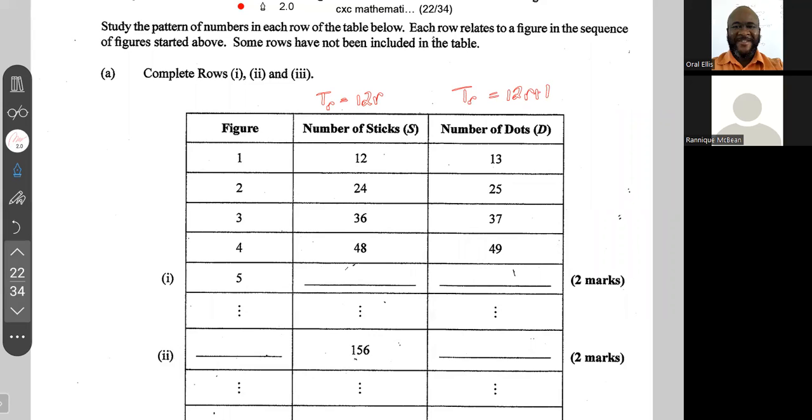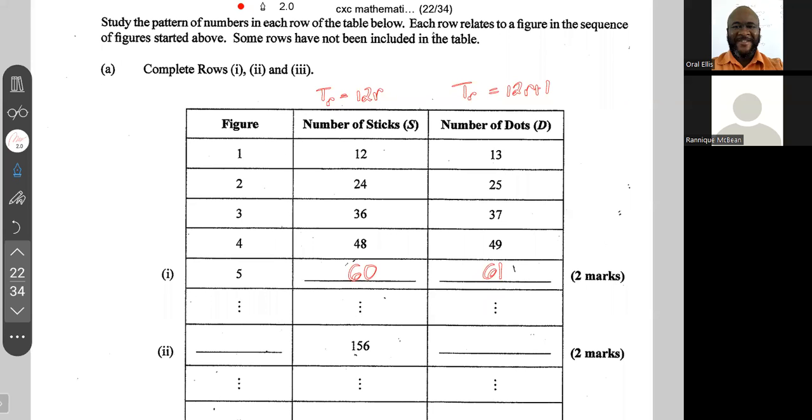So since we're going up by 12, this row I, it would be 60. The number of sticks is 60, and the number of dots would be 61.